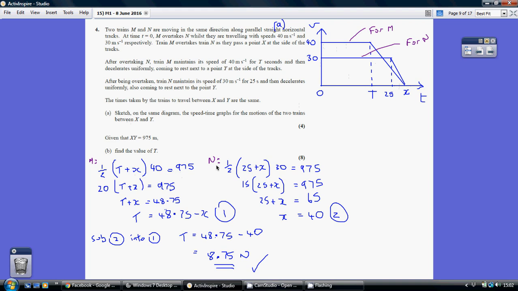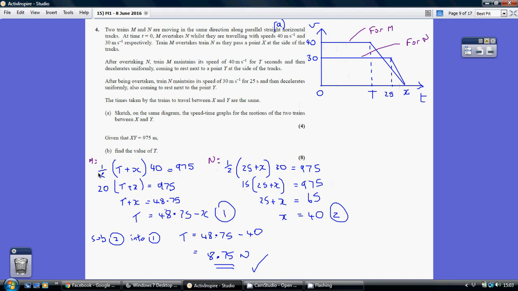And then similarly for N, we've got to average the two parallel sides, which are 25 and X, so add those together and halve it, and multiply this by the depth of that trapezium, which is 30. Now for N, I can actually solve this straight away. Half of 30 is 15, so I get this line, divide through by 15, take away 25, and then I can actually see that X is 40 seconds.